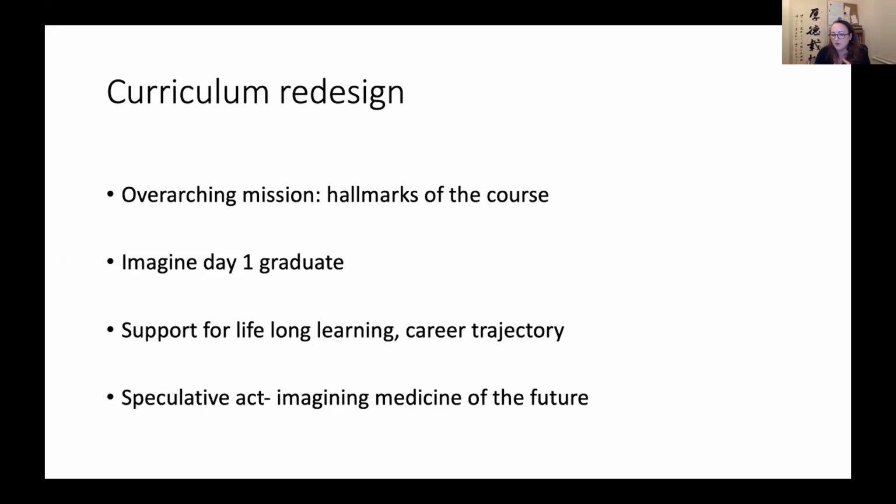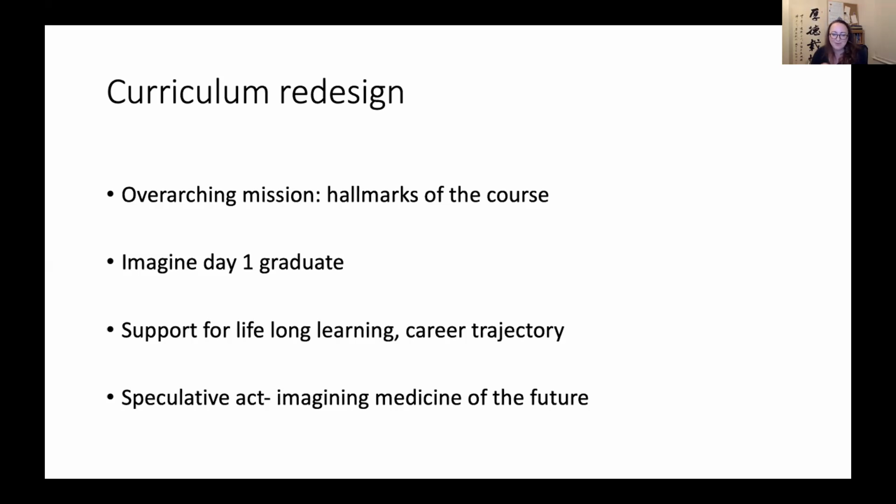At Imperial, we always say that it's producing the clinician scientists of the future. And of course, that's interesting in itself because that mission statement is written by a room of clinician scientists. So obviously it reflects on the people who are in the room and reflects why we should have a diversity of people in the room. Otherwise, all they're going to do is create images of themselves. And we often say we imagine the day one graduate. So what knowledge, what skills, what attitudes do we think people should embody on the first day of practice so they're ready to be doctors?